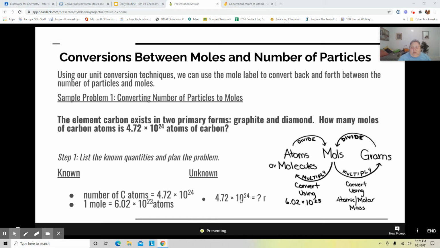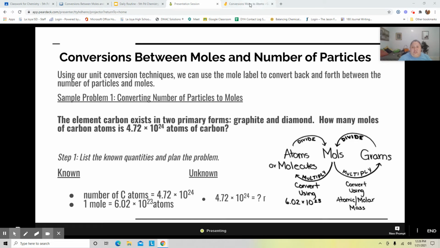So you don't know the question. The question here is asking you to change your atoms to moles. Okay, I kind of cut it off with this picture. I should have moved it over a little bit, but I apologize. It's supposed to say moles, okay? Moles of carbon to be specific.